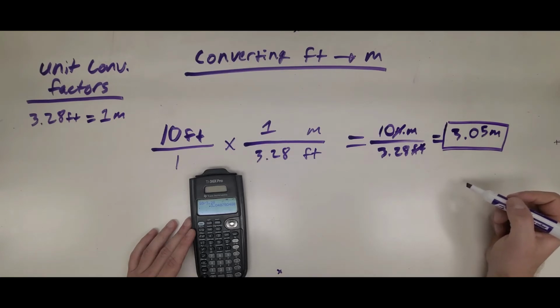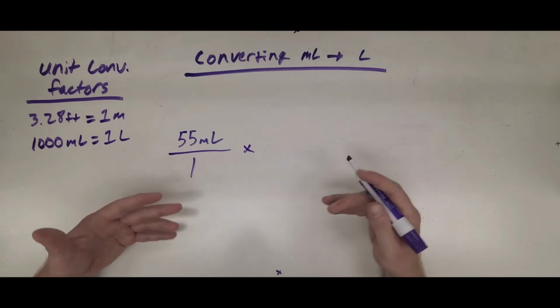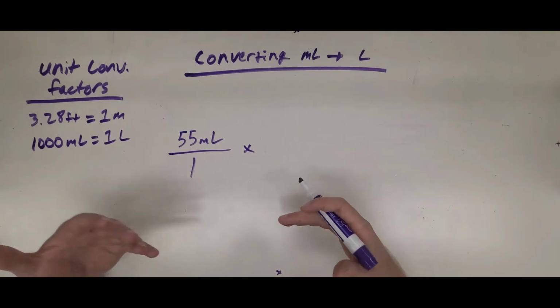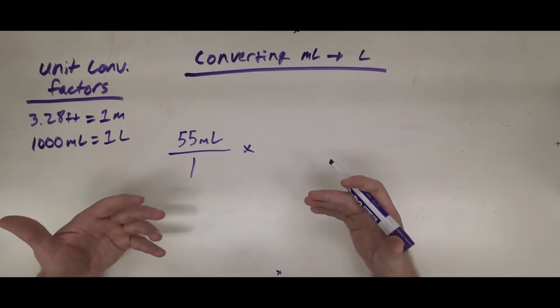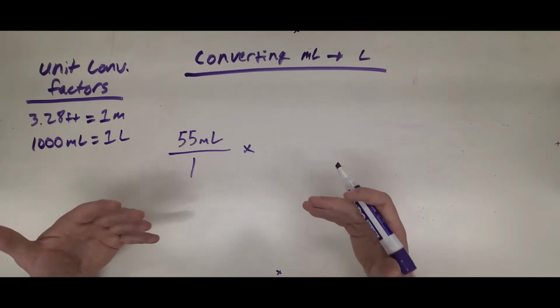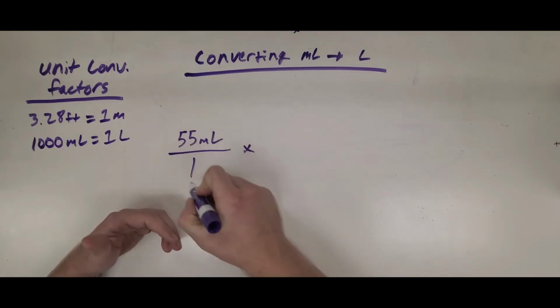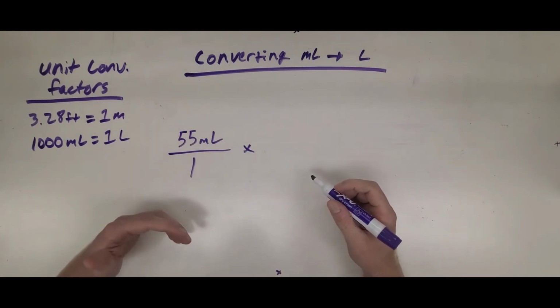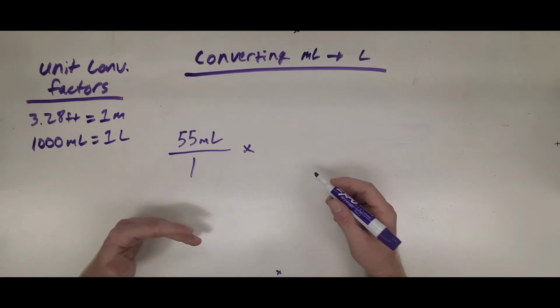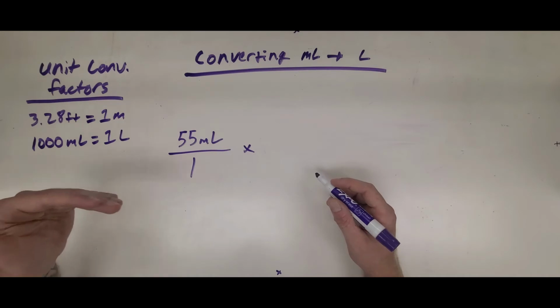Okay, let's look at another example. Say you're doing a chemistry experiment. You're trying to convert between milliliters and liters because the equation that you're trying to use in chemistry requires that you have your units in liters. First thing we've got to do is same thing as last time, write down our starting units that we have, our 55 milliliters that we measured with a graduated cylinder. And then we need to multiply it by a unit conversion factor that includes milliliters and liters.